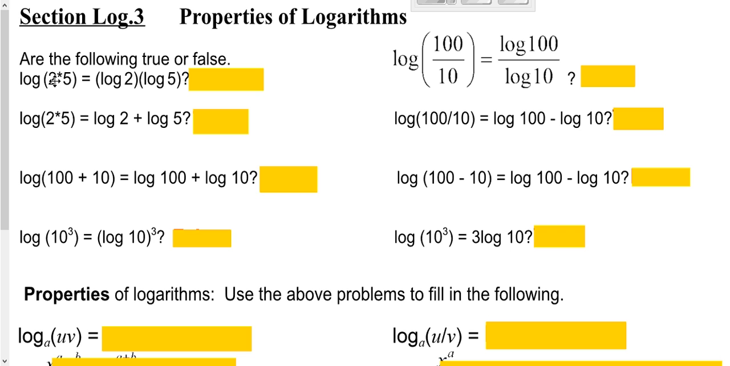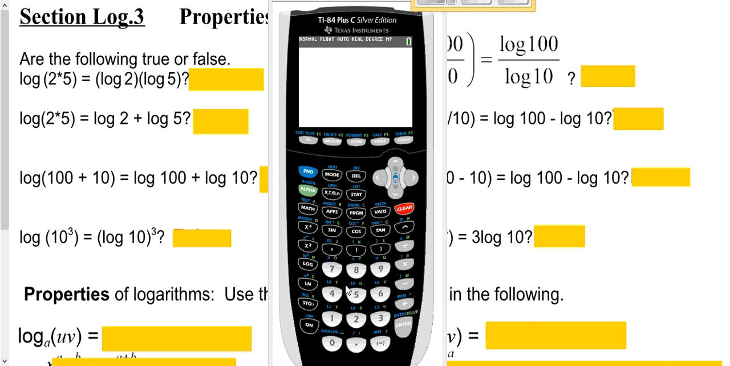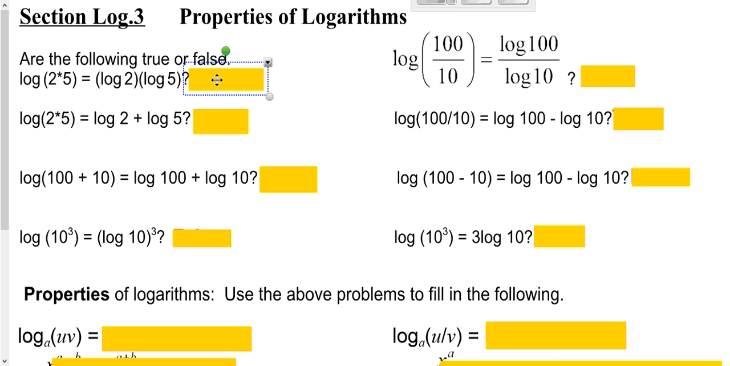But for right now, I'd like you to go ahead. There's 8 different statements up here at the top of the page. Type the left side into your calculator. Type the right side into your calculator. And we want to know if they are equal. So I'll type in the left side, and then I'll type in the right side. Definitely not the same. So we know that that one is a false statement.